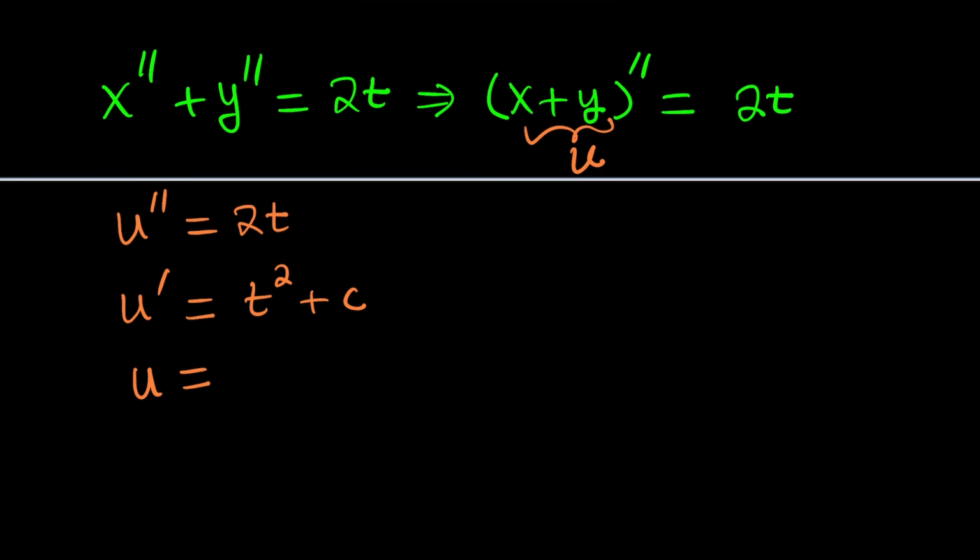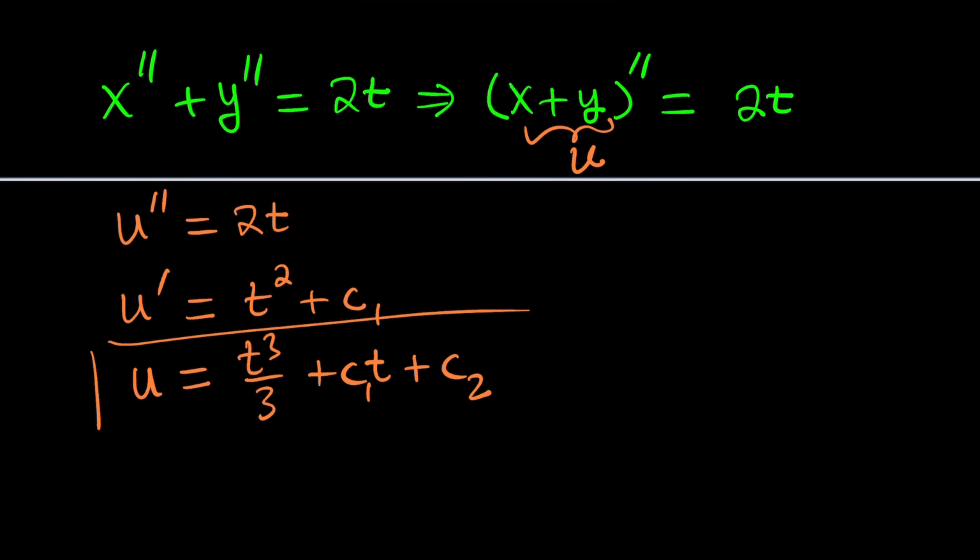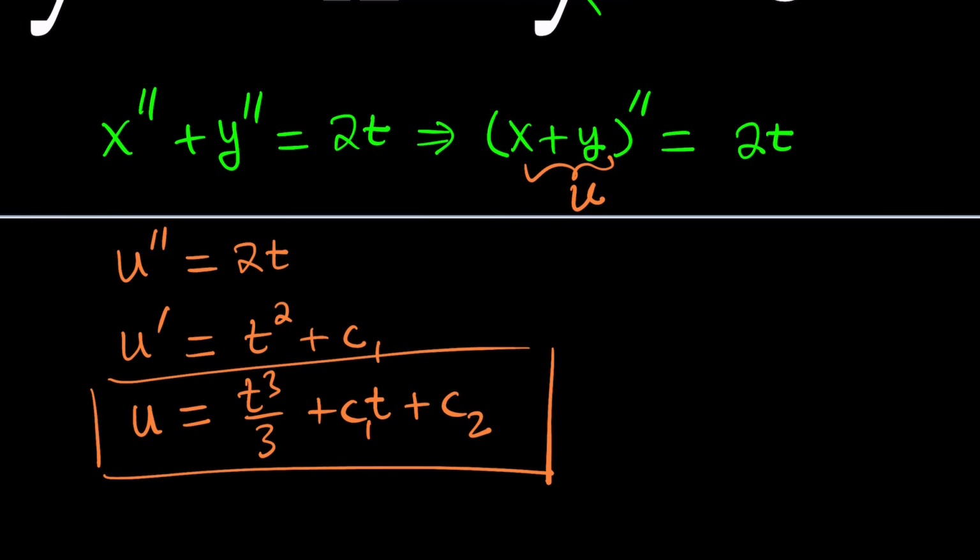If you integrate t squared, remember the power rule, you add one to the exponent and divide by it. And then the constant is just going to turn into c2 times t, and then we're going to need another constant. In this case, you can use c1 for this and then c2 for the second constant. Make sense? Awesome. Now, we got u. Let's save it for future use because you don't know how you're going to use it. Now, we did get the sum as a function of t.